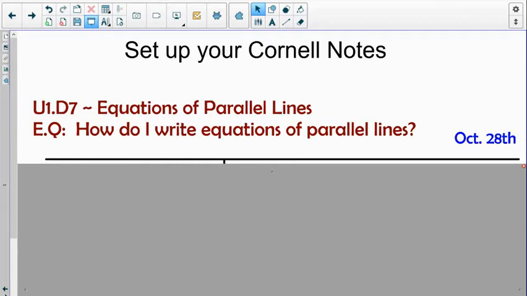All right, so the first thing I want you to think about today is, since we're talking about parallel lines, what do parallel lines look like? And what do you know about parallel lines?